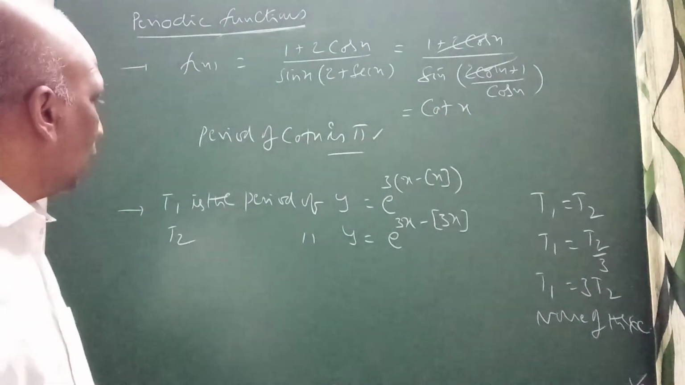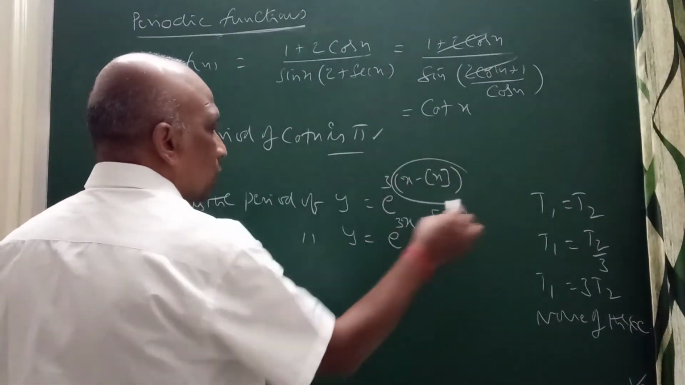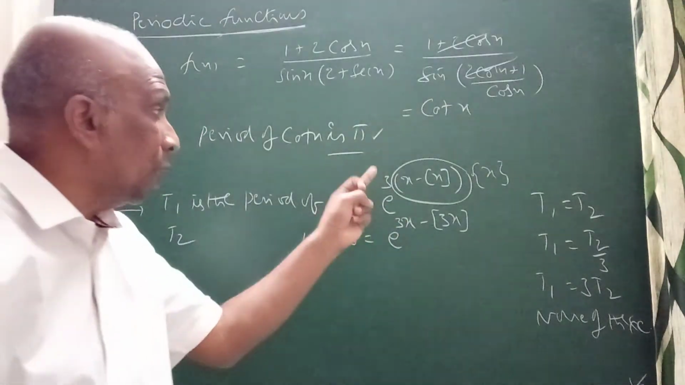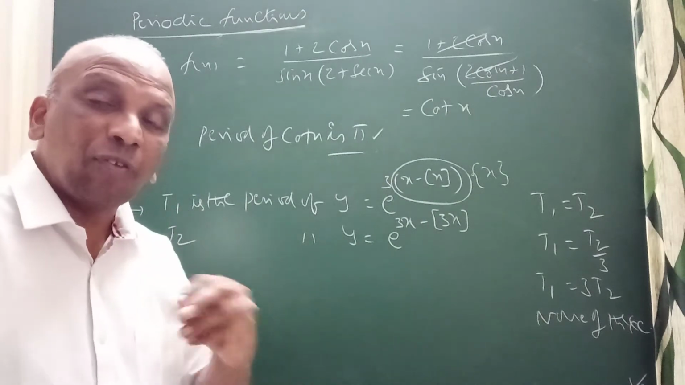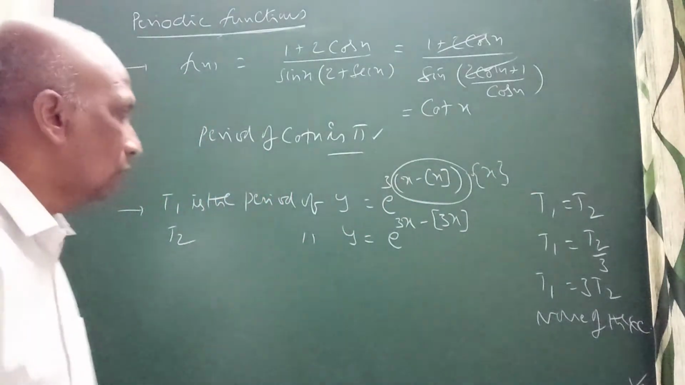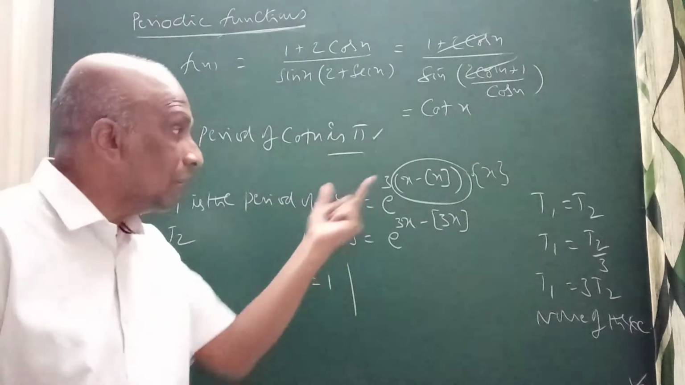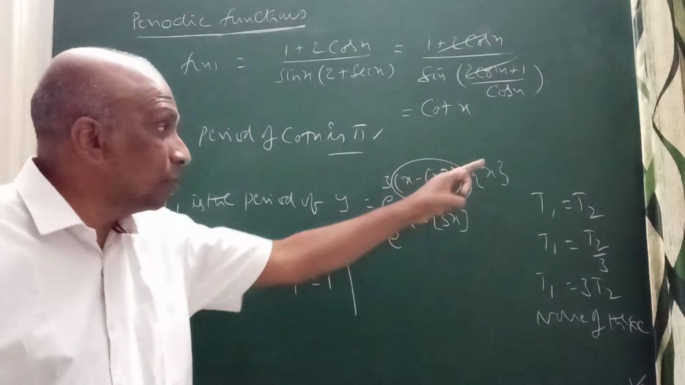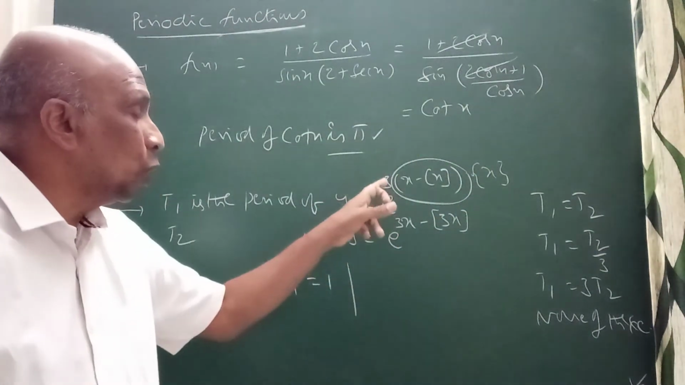That means the period of T1 is the period of this one. So here this is fractional part of x. The period of fractional part of x is 1. It doesn't depend upon the coefficient of this. Therefore the period of e to the power of 3 into fractional part of x is also 1 only. So that means T1 is equal to 1. The period doesn't depend upon the 3 times of fractional part of x. Whatever the period of fractional part of x is, it is also the period of e to the power of 3 into fractional part of x.